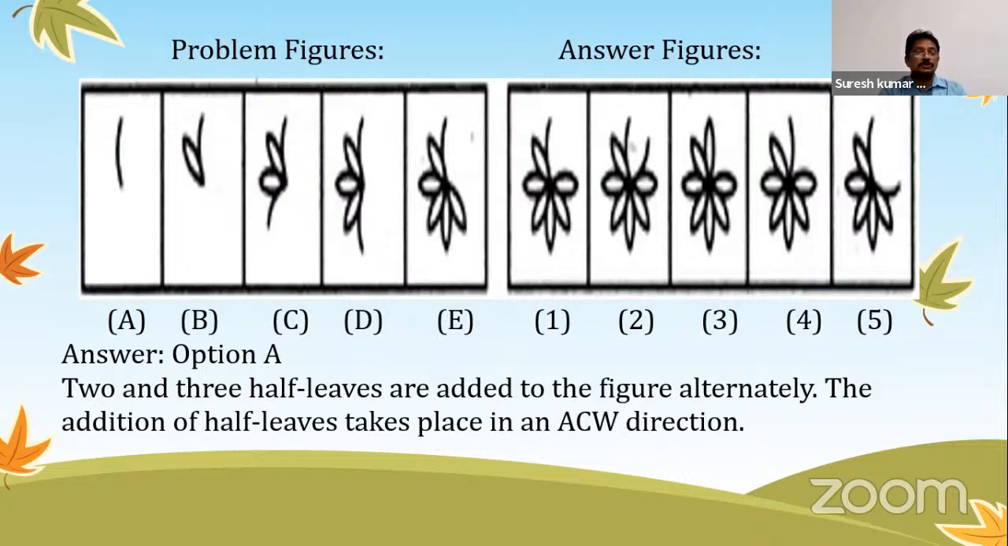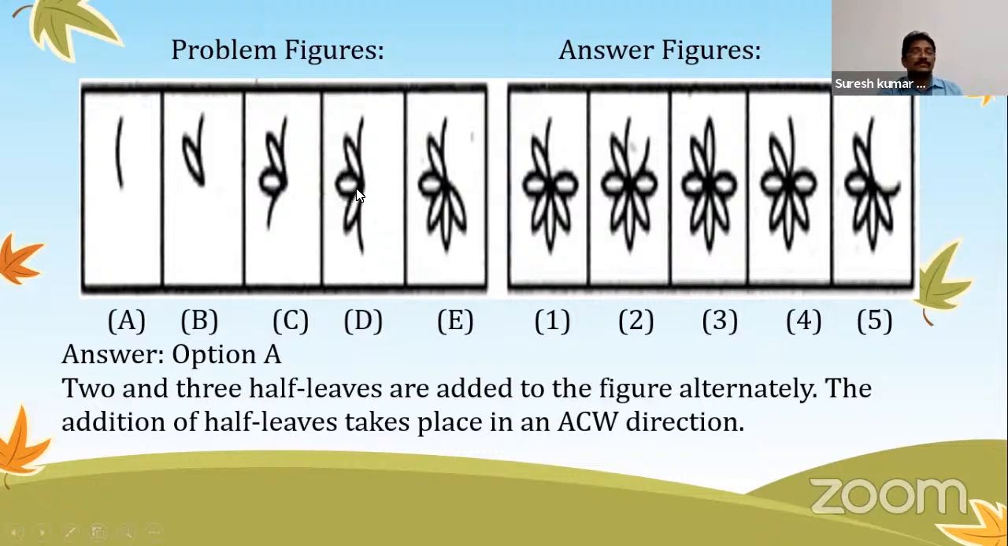Here 2 and 3 half leaves are added to the figure alternately. The addition of half leaves takes place in anti-clockwise direction. This is the figure. Now observe it. Half leaf is this one. Now 2 leaves here. How many? This is the leaf. This is the leaf. 2 leaves are added here. This was the figure. 3 leaves are added. Here 2 leaves. Here 3 leaves.